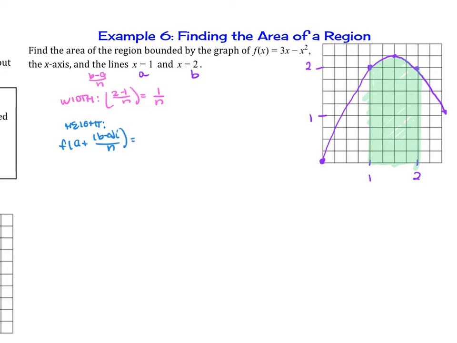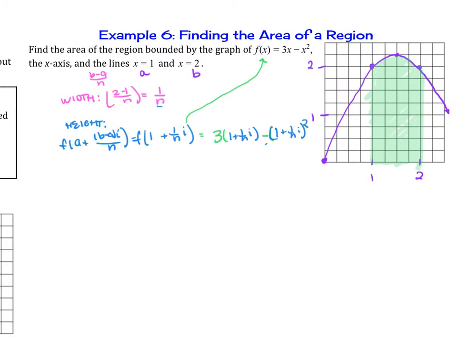And so this is going to be a, which is f of 1, plus, it's really whatever that is, 1 over n times i. Then, what do we do with this value? We're going to plug it in here to find what that y value is. So this is going to be 3 times 1 plus 1 over n times i, and then minus that x squared. So 1 plus 1 over n times i, and now that is squared.